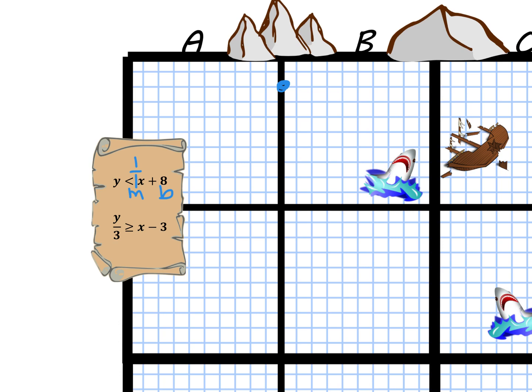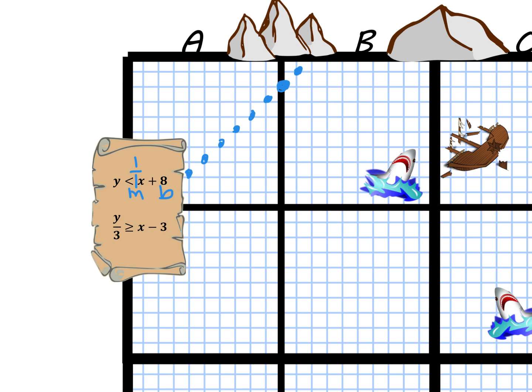Totally lost my place. Here we go. Got it. And then my slope is 1 over 1. It's positive, so I can go up 1 and right 1. I can also go down 1, left 1, doing that double negative. Either way, it's still going to make a positive slope. Okay, so there we go.